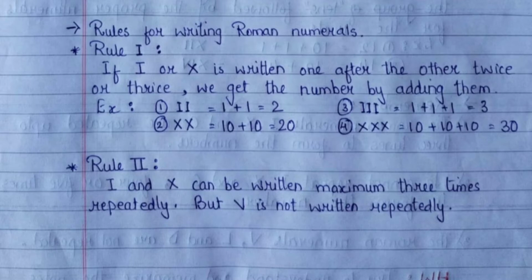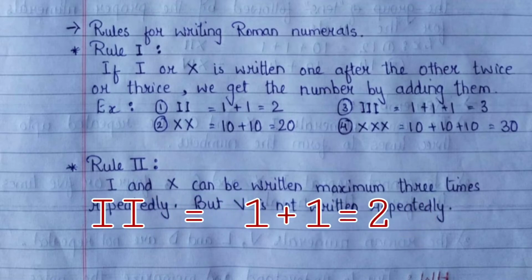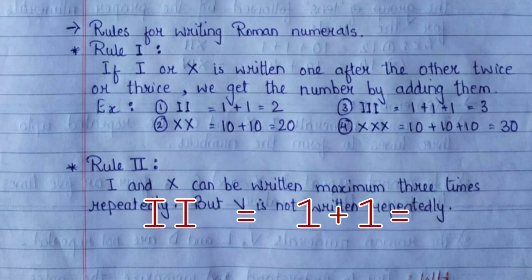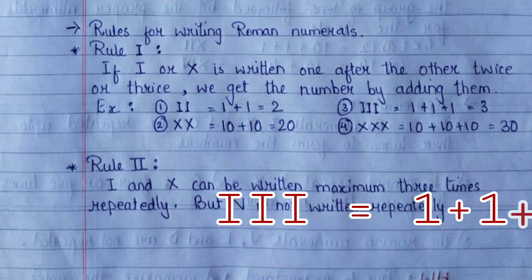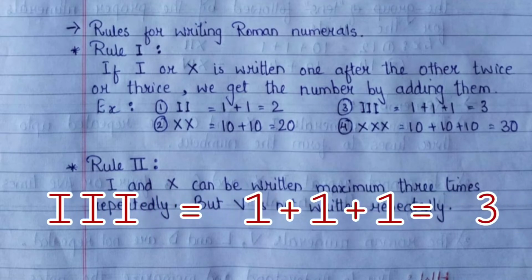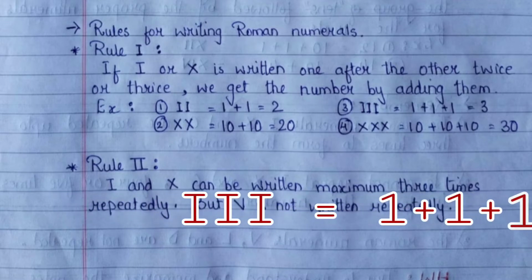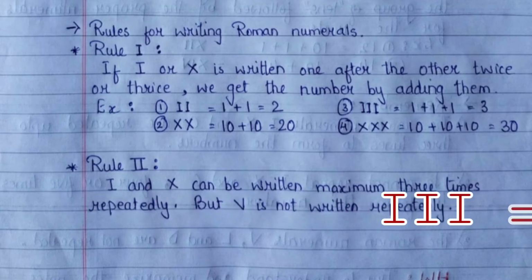For example, if we use the symbol I twice, means double I, the value of I is 1. So, twice I means 1 plus 1 is equal to 2. Similarly, if we take the symbol I thrice, means we have to add 1 3 times. That is 1 plus 1 plus 1 is equal to 3.